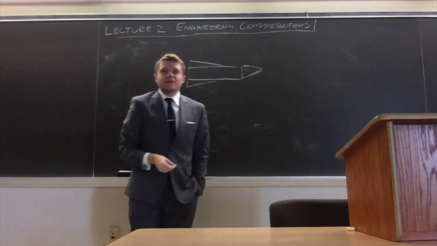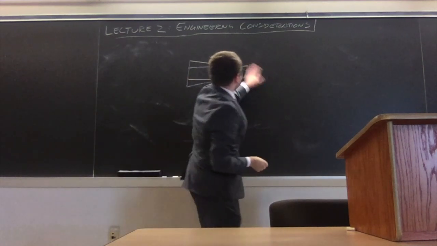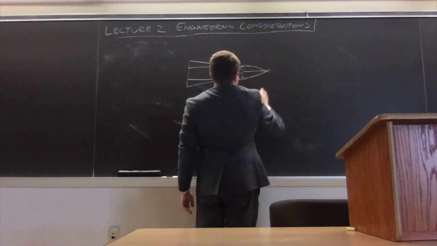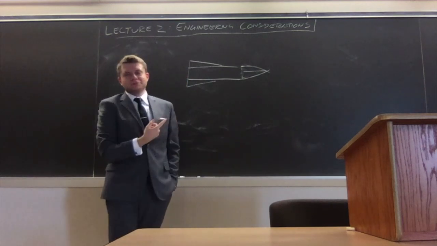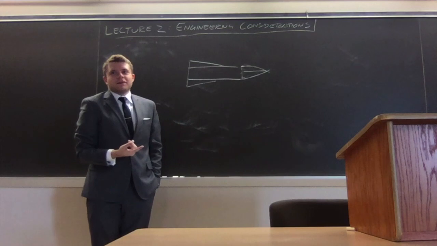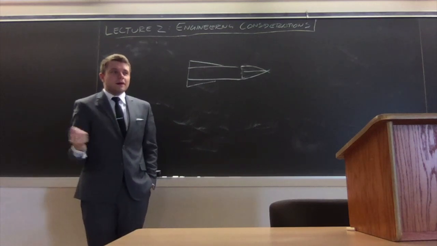Why do rockets look like this? Wow, that's a really bad nose. Why do rockets all kind of look like this? Why do they have fins? Why do they have long, slender objects? Why? It has to do with the aerodynamics.